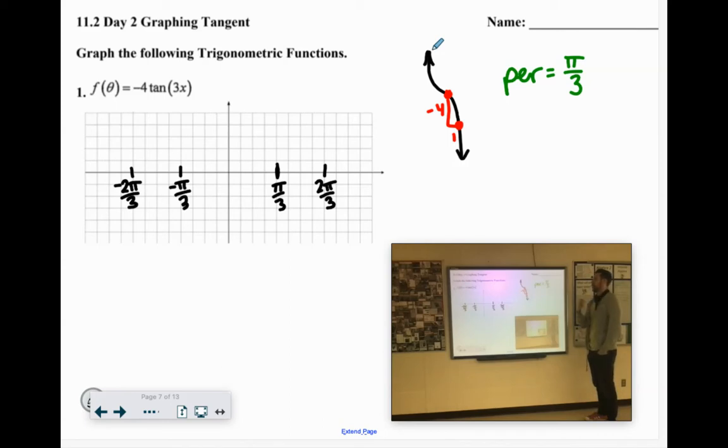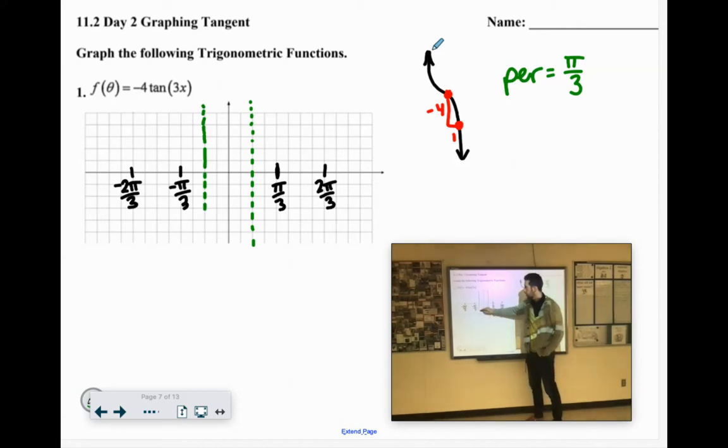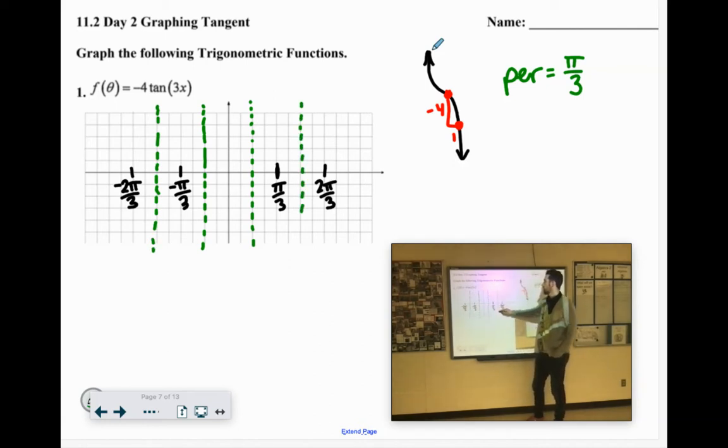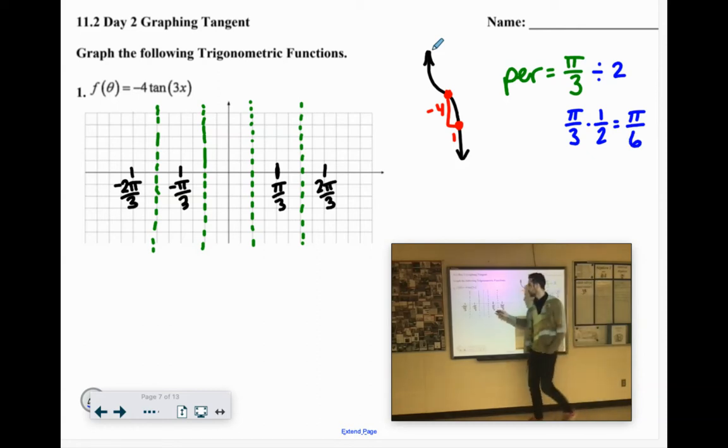Now our asymptotes are going to split that difference, right? So our asymptotes are going to be halfway there. There we go. Now we're probably going to want a label for that, right? So between 0 and pi over 3, if you want the middle of that, you can just do pi over 3 divided by 2, or pi over 3 times 1/2, which equals pi over 6. So this will be pi over 6.